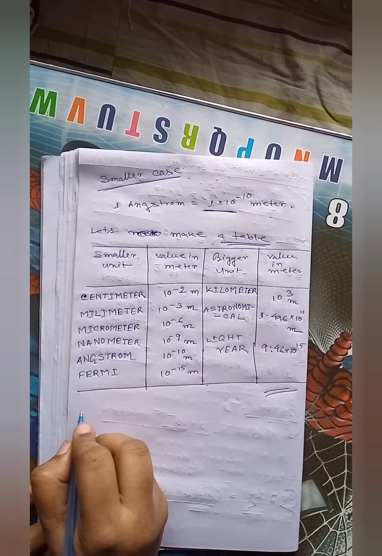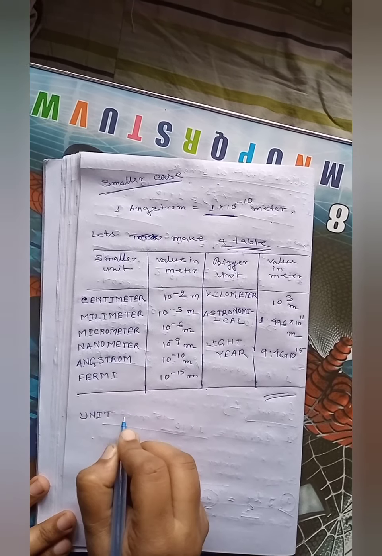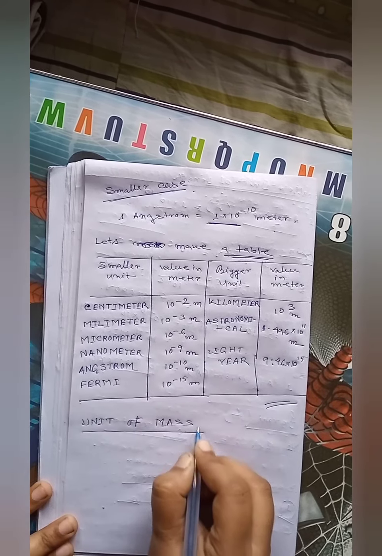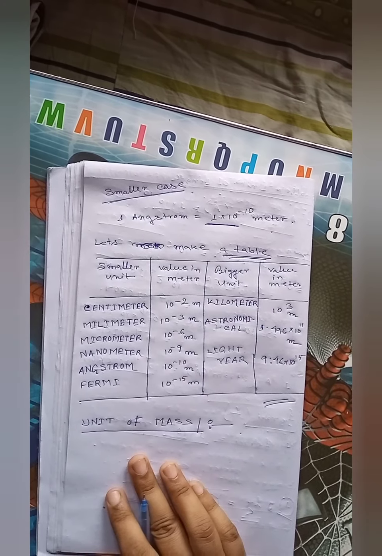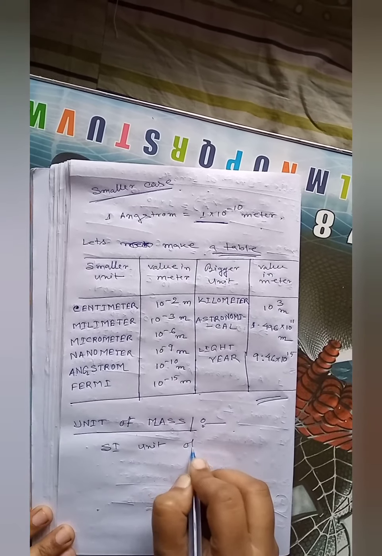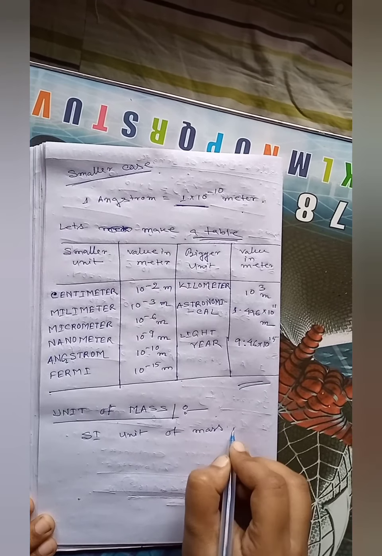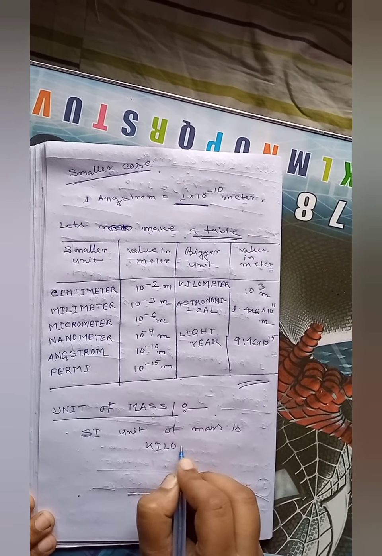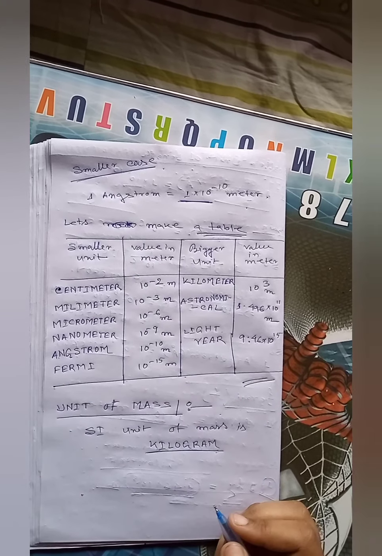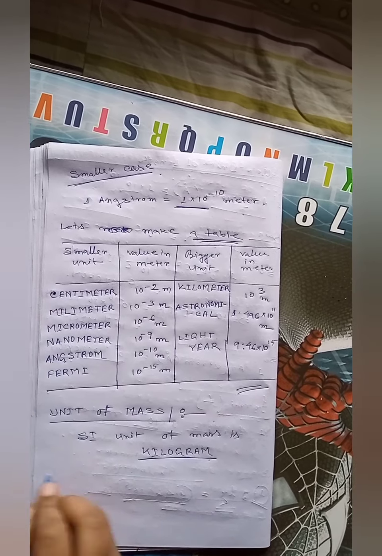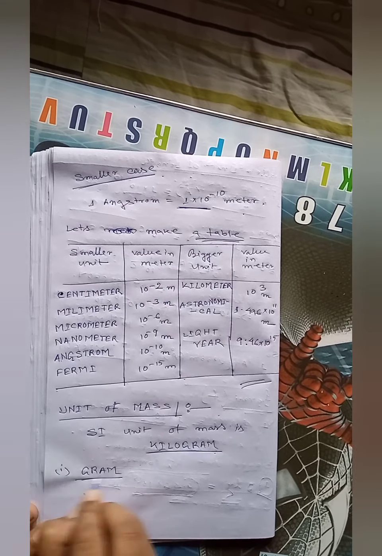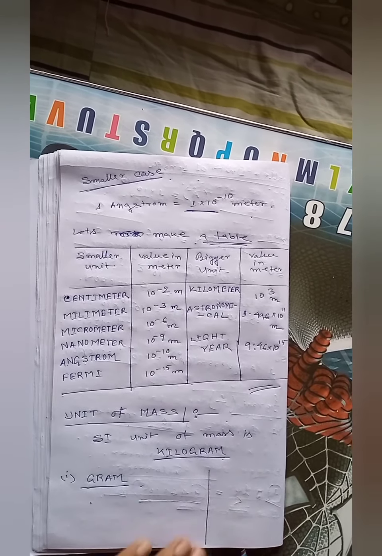Now for mass, unit of mass. The SI unit of mass is kilogram. Some subunits of mass are gram and milligram. Let's make the table.